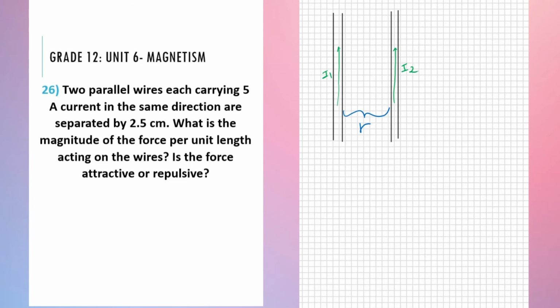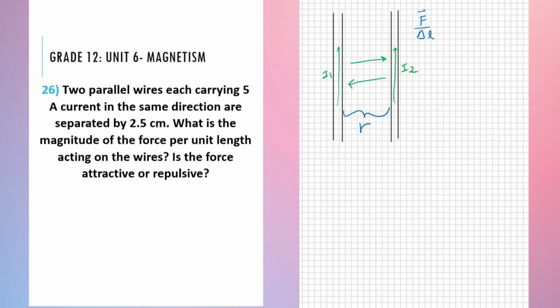So there is a force that I1 exerts on I2, and there's a force that I2 exerts on I1. The formula for the force per unit length, we're using this specific formula, the force per unit length, because we're not given the length of the wires. We just know the current flowing through these wires, and we know that they're parallel, and we know what distance they are apart, but we're not given the length of the wires. In this case, we usually use this formula.